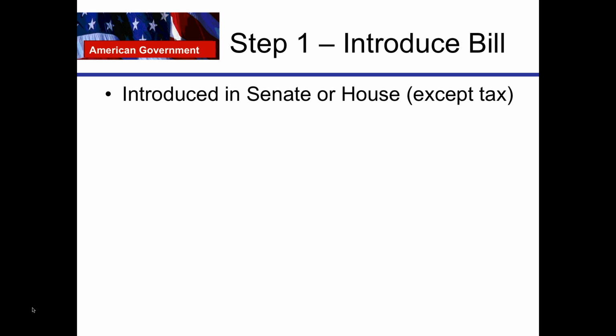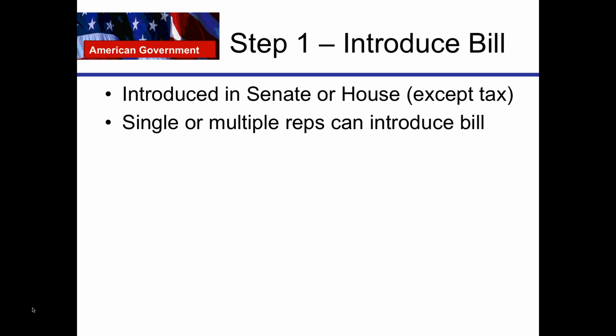So step one is to introduce the bill. A bill is going to be introduced in either the House or the Senate, except for tax bills. Revenue bills must be introduced in the House. A single or multiple representatives can introduce bills.